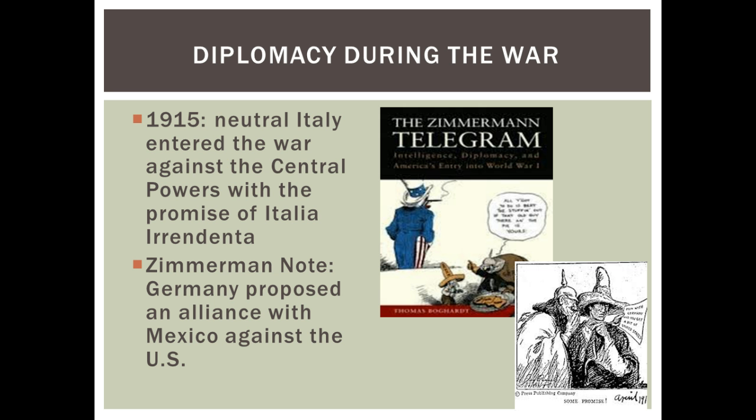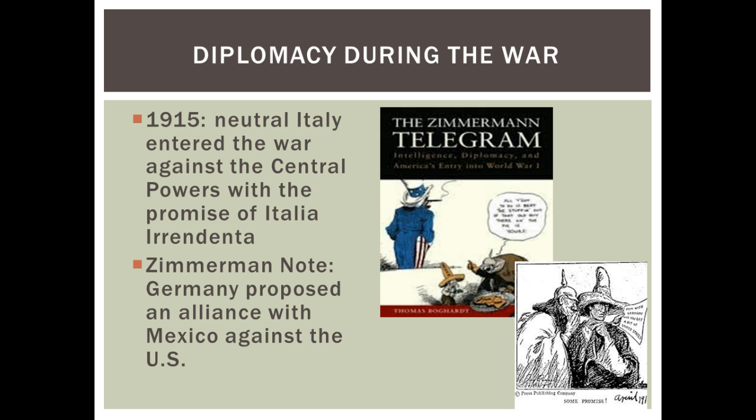So diplomacy, or deals that are made during the war, is an easier way to say that. In 1915, neutral Italy. So remember, Italy had pulled out. Does anyone remember why Italy had decided to leave? They said that it was a defensive pact rather than an offensive one, so they left. And so they've been neutral for this time.